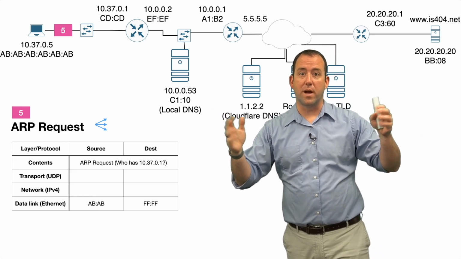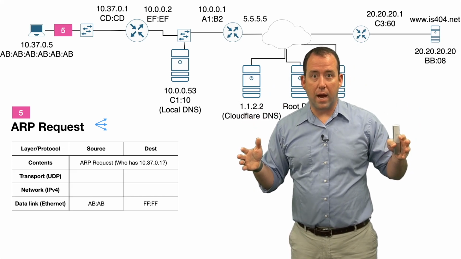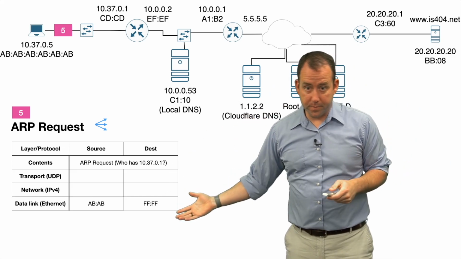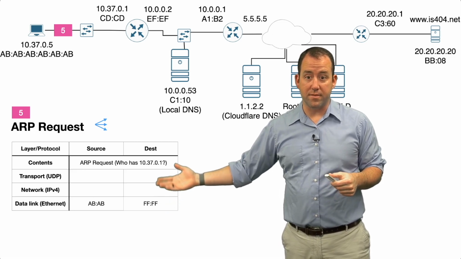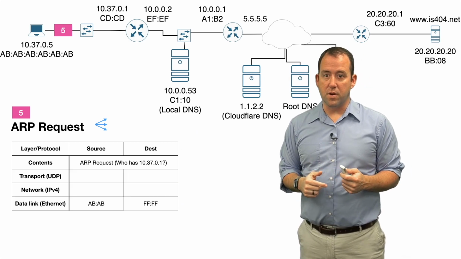An ARP request is a broadcast that's shouted out to say, "Hey, who has this IP address? Give me your MAC address." Obviously, we can't send it directly to that device because we don't know the MAC address. That's why we're sending ARP, so we send out that broadcast to everybody.